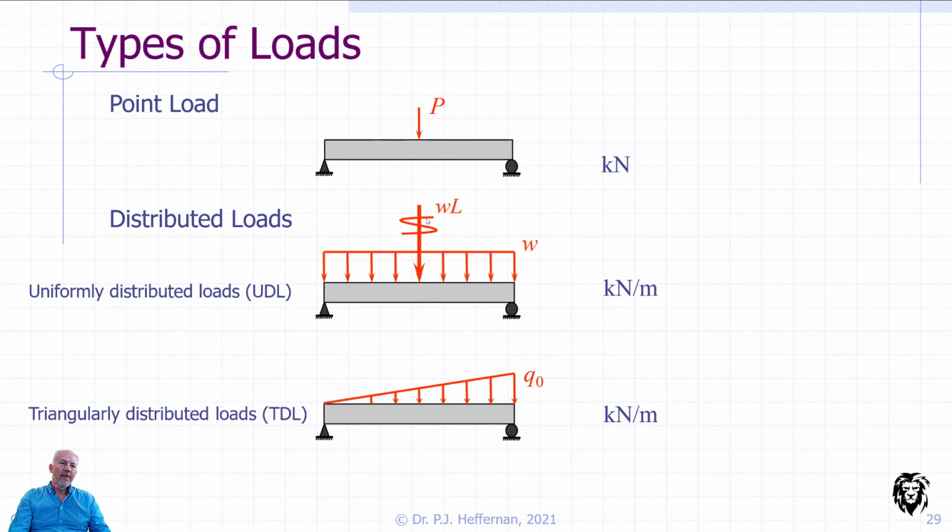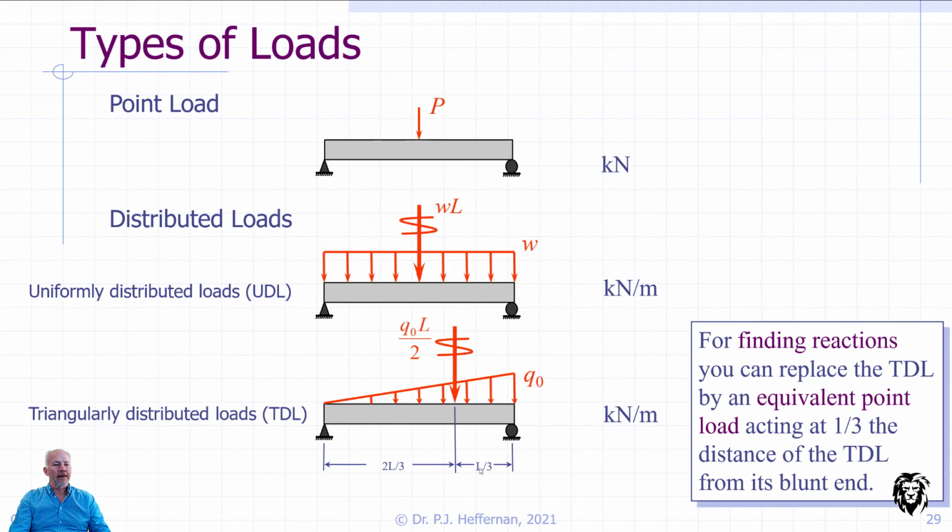Again, it can be replaced by an equivalent point load through its center of gravity. Its center of gravity for a triangle is 1/3 from the blunt end or 2/3 from the pointy end, and so we can see that here. And so it's 1/2 the height, so 1/2 times Q naught times the base, which is the length. That would be the magnitude of that equivalent point load.